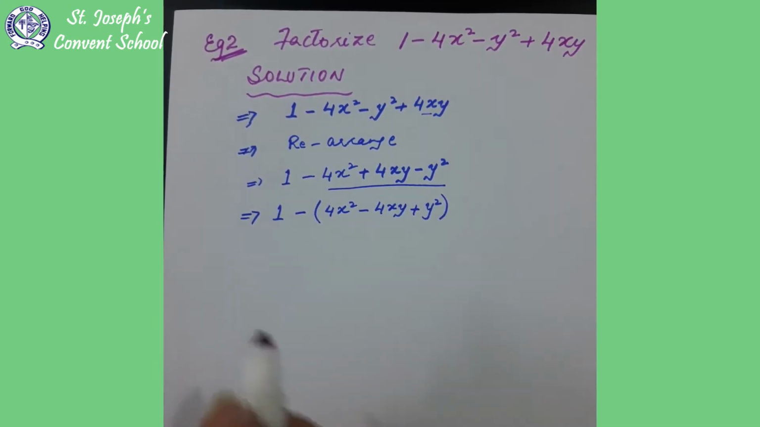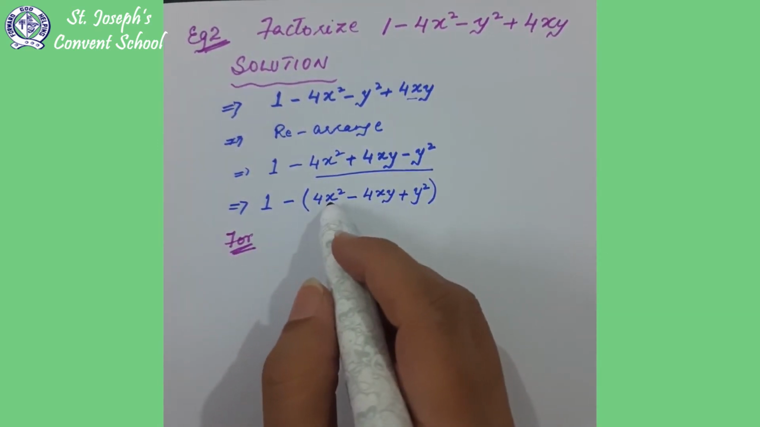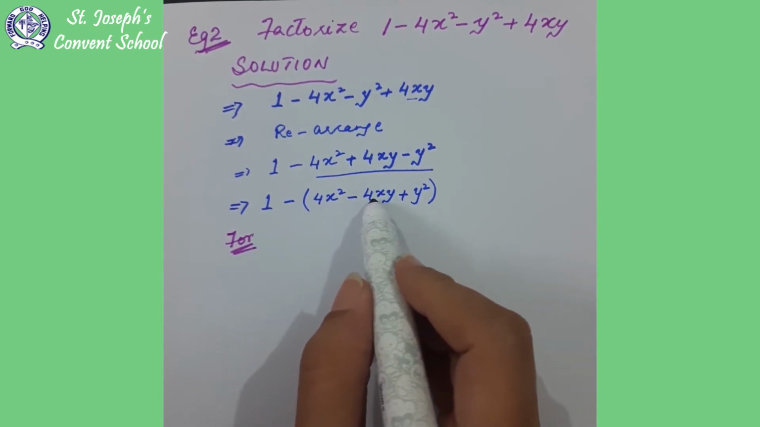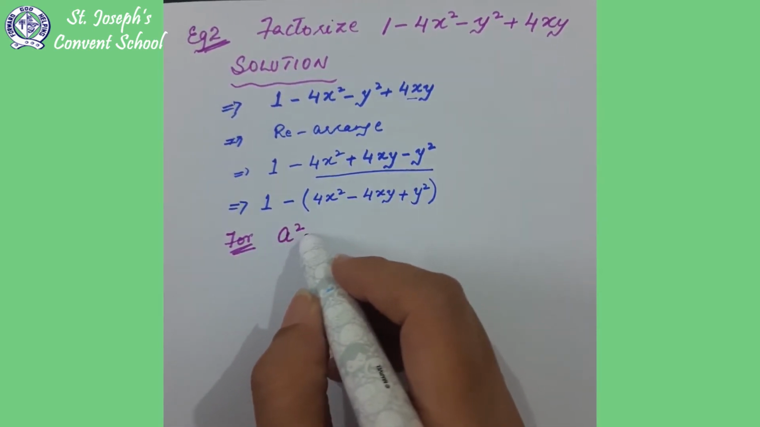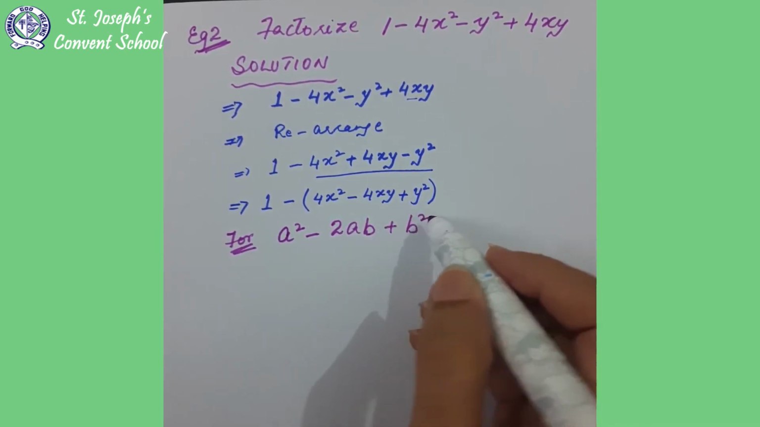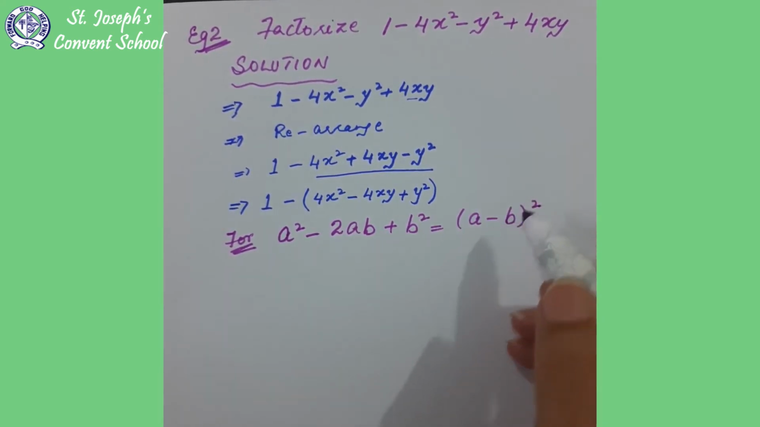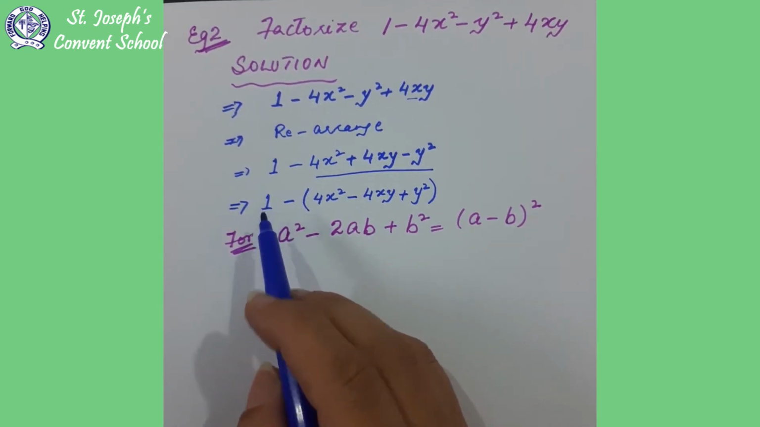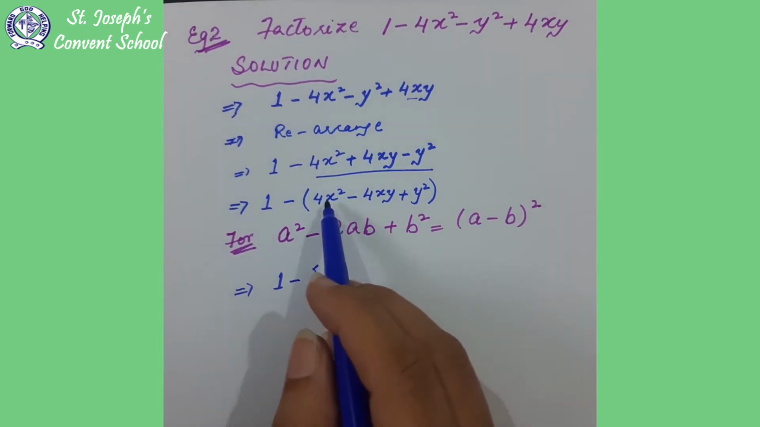According to the formula, first and last terms are always positive terms. Okay, so let me write the formula. So according to this, a square minus 2ab plus b square equals a minus b the whole square. Okay, so we are applying the minus formula. The middle term is with a minus sign. This one will remain as it is, 1 minus. Now solve it according to the formula.